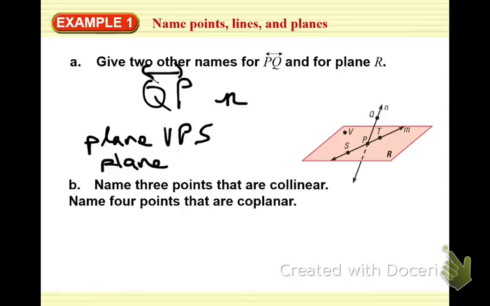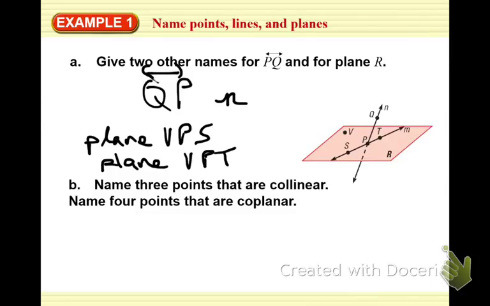Nick, how about you now? You have another name? No? Don't think about it too hard. It's really easier than it looks. Yeah, go ahead. PQV. Okay, now careful. Plane R is this guy right here, right? This little flat tabletop down here. Is point Q in that? No. What about VPT? VPT works.